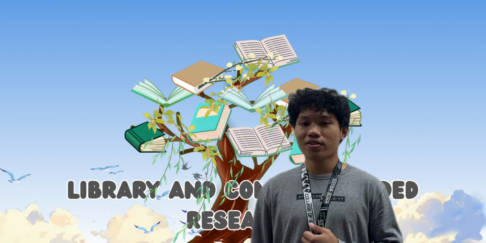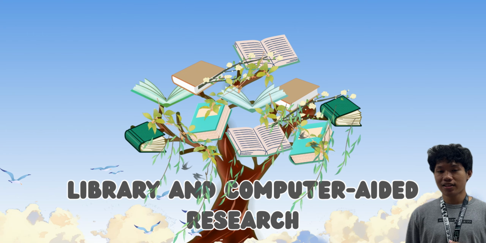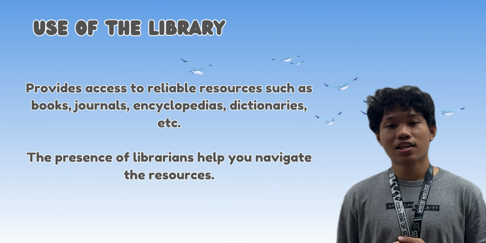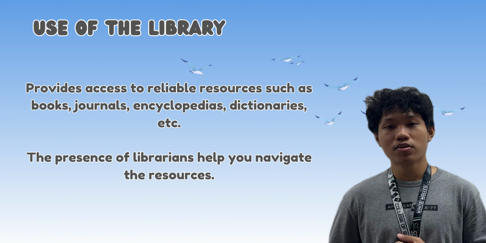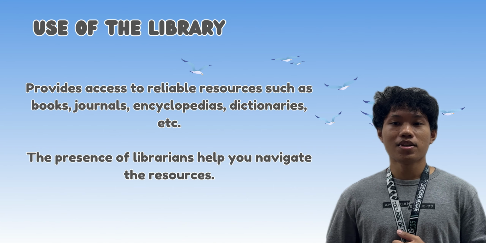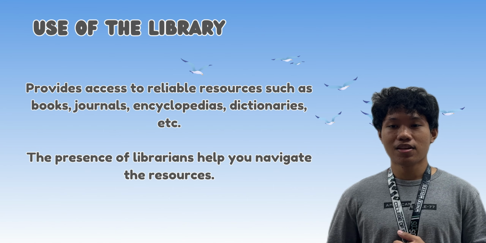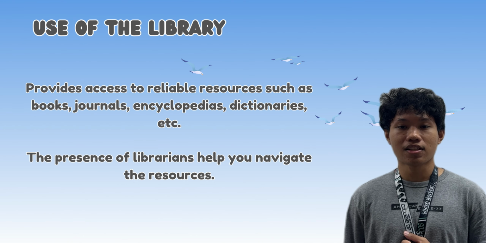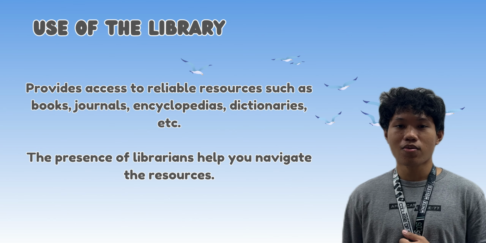So now let's talk about library and computer-aided research right away. So this is actually the third step in gathering materials for speech, but this part requires more attention because it is an attention seeker. So the use of the library provides access to reliable resources such as books, journals, encyclopedias, dictionaries, and of thinking capacity. So the presence of librarians helps you navigate the resources, or sometimes to make you quiet.